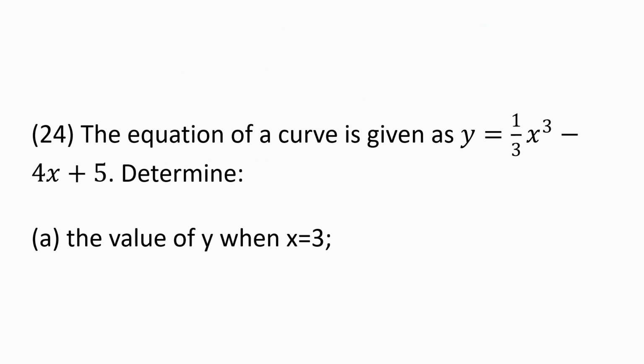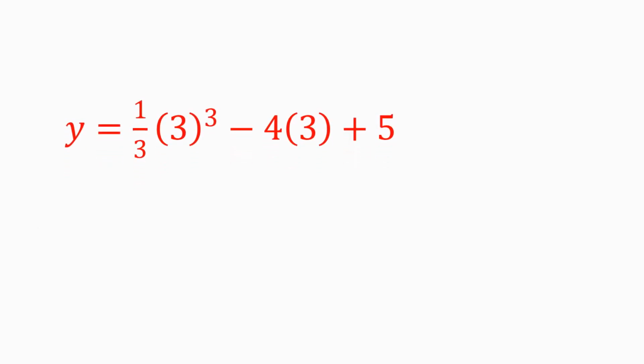Question 24. The equation of a curve is given as y equals a third x cubed minus 4x plus 5. Determine, part A, the value of y when x is equal to 3. So we substitute x by 3, and that becomes y equals a third into 3 cubed minus 4 into 3 plus 5, which simplified becomes 9 minus 12 plus 5, which is equal to 2. So the value of y when x is 3 is 2.